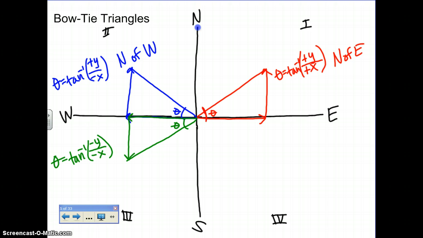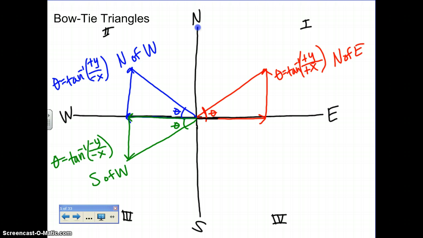You should be seeing a trend here. With your directions on bow tie triangles, you're always going to start with your vertical direction followed by your horizontal direction. So which direction is vertical here in the third quadrant? South is, right? So you're traveling south of west. South of west here. Starting to see this bow tie form.